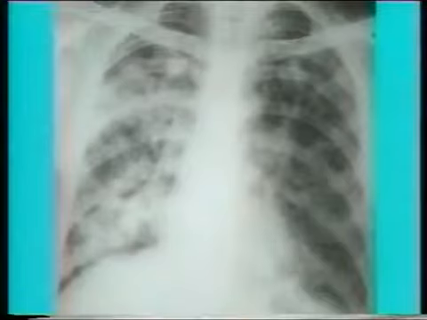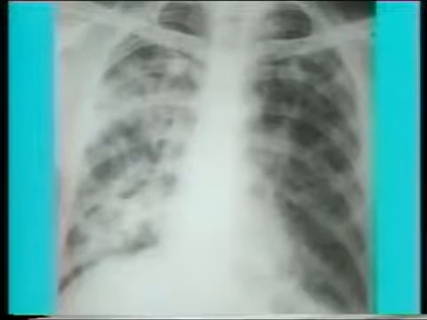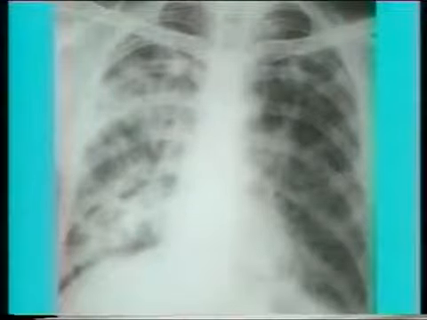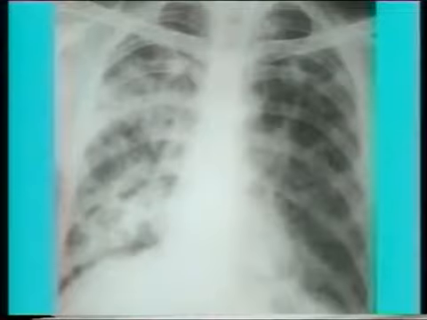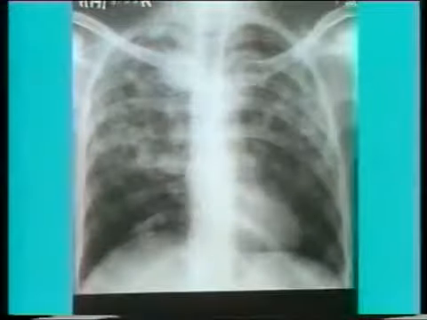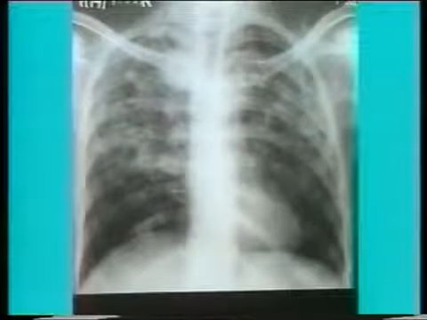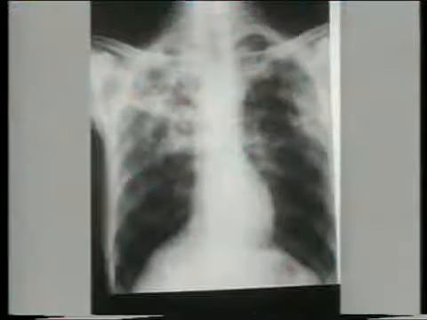Now we will see some advanced lesions. This X-ray shows extensive bilateral lesions, the right lung showing extensive infiltration and fibrosis and a small cavity in the mid-zone. This X-ray shows infiltration on the right side in the right upper and mid-zones with a cavity in the upper zone. The left mid-zone shows early infiltration.